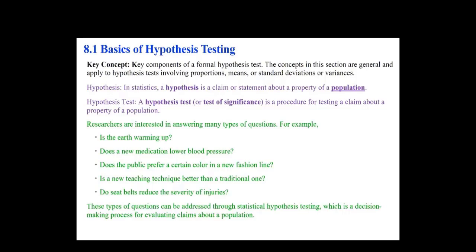For example, is the Earth warming up? Does a new medication lower blood pressure? Does the public prefer a certain color in the new fashion line? Is a new teaching technique better than a traditional one? Do seatbelts reduce the severity of injuries? These types of questions can be addressed through statistical hypothesis testing, which is a decision-making process for evaluating claims about a population. So there are a lot of applications.